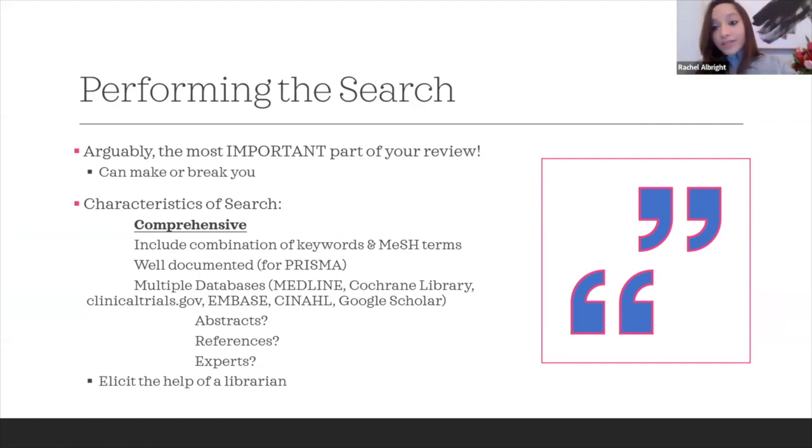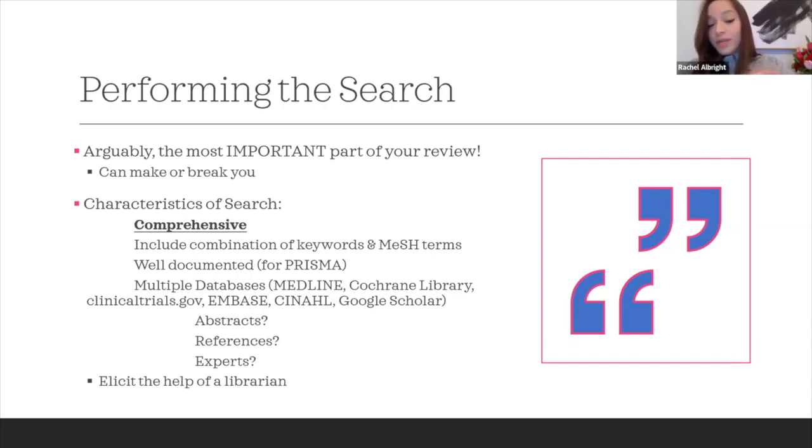The search needs to be well documented, not only for the method section of your study, but also for your PRISMA diagram. And you're going to thank yourself later for this. Every single study that you exclude needs to be accounted for in that diagram. And if you have 20 studies that you just forgot about, it's a huge pain to go back and try to remember, oh, why did these studies get excluded? So keep track of that, have a well-documented search. You have to search multiple databases, not one. One database is not comprehensive, is it?